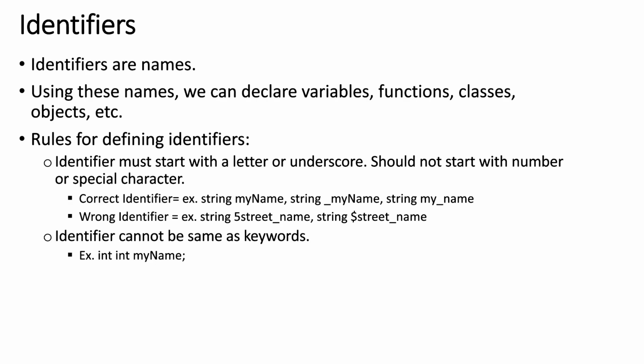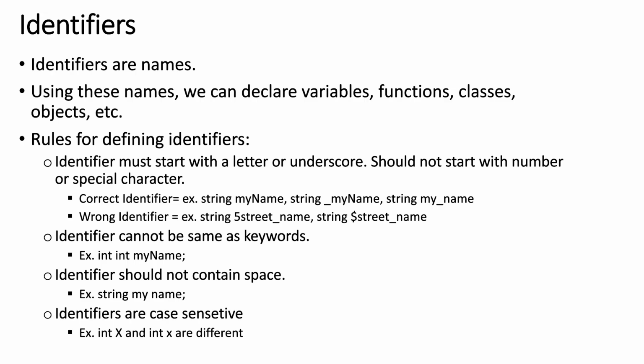The next rule is that an identifier cannot be the same as a keyword. There are some keywords which are predefined by C++. Those cannot be used as an identifier. An identifier should not have a space; for example, string my name is not a valid identifier as it contains a space. The last rule is that identifiers are case sensitive. int X and int x are different.